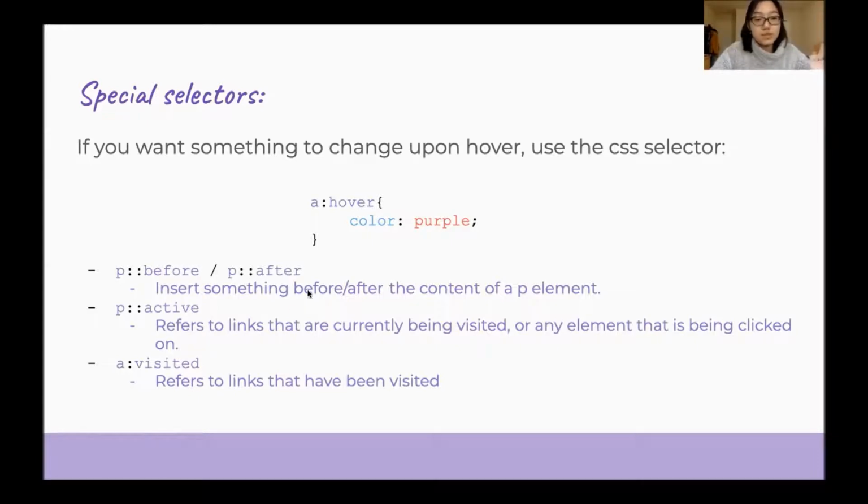If you want to refer to a link that is currently being visited or any element that is being clicked on, you can do p::active. You have to use the two colons here. I know it's kind of hard to think of a paragraph being active. It's easier to think of it with links, but a paragraph being active sort of means when you click and hold on it. Yeah, it can also be p:hover.